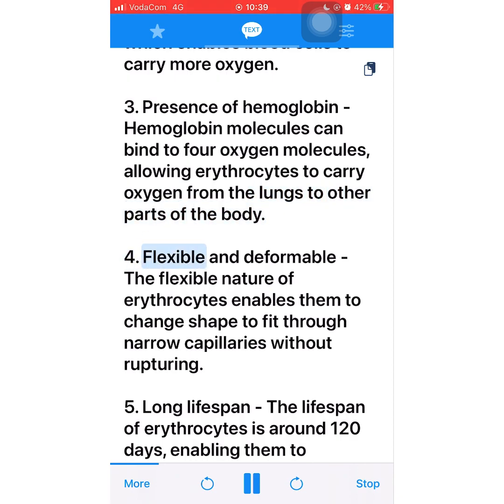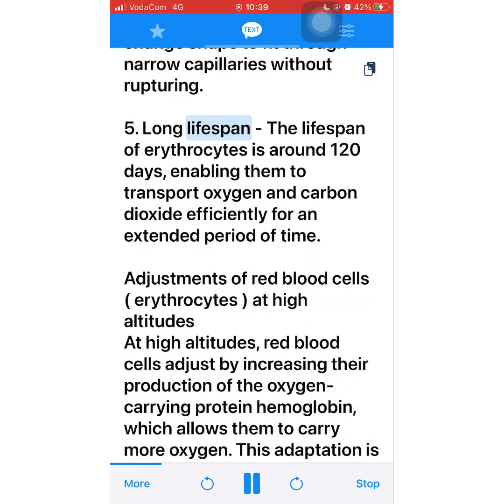4. Flexible and deformable. The flexible nature of erythrocytes enables them to change shape to fit through narrow capillaries without rupturing. 5. Long lifespan. The lifespan of erythrocytes is around 120 days, enabling them to transport oxygen and carbon dioxide efficiently for an extended period of time. Adjustments of red blood cells, erythrocytes, at high altitudes.